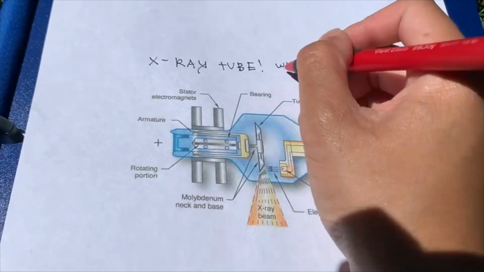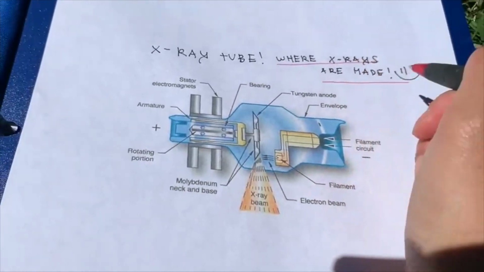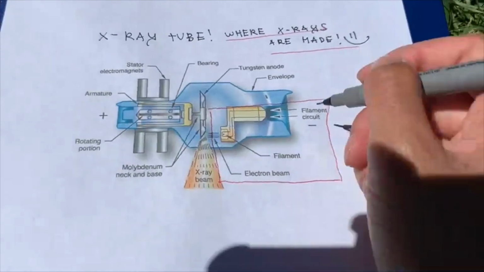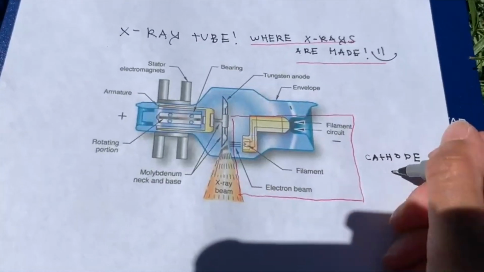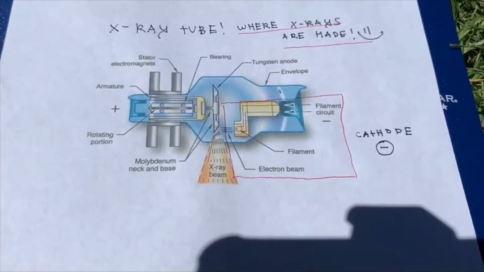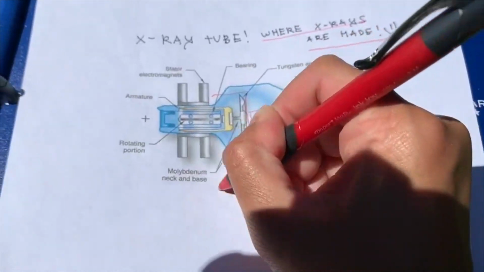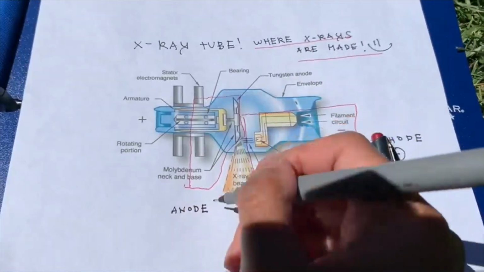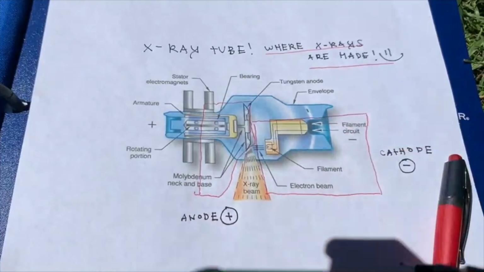So this is the X-ray tube, and this is where the X-rays are made. This portion right here is the cathode. It is the negative part of the X-ray tube. On this side of the tube, this is the anode portion of the X-ray tube, and this is the positive portion of it.